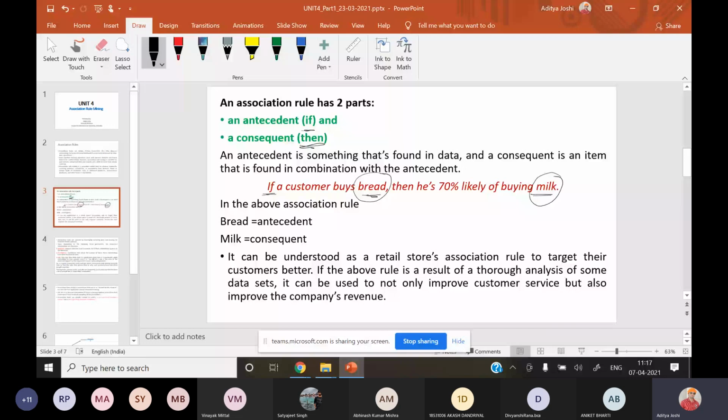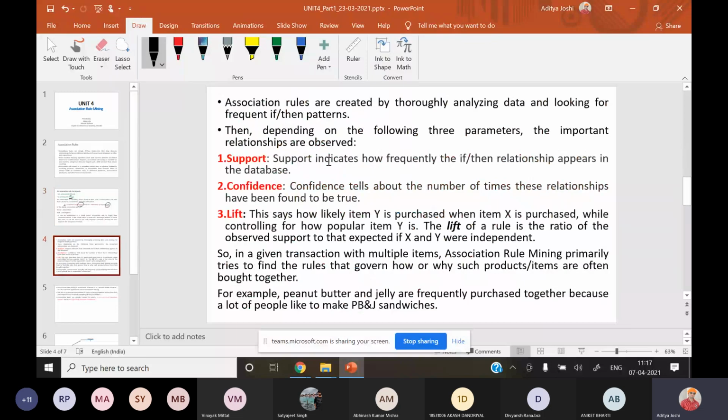It is used by the retail industry for targeting their customers. It is also used for improving the customer service. It also improves the customer revenue. So moving on to the next slide. Association rules are created by thoroughly analyzing the data, by looking at the frequent if-then patterns. That means you have to look for the frequent items in the transactions, that is bread or milk, bread or egg, bread or butter. So these are the frequent if-then patterns.